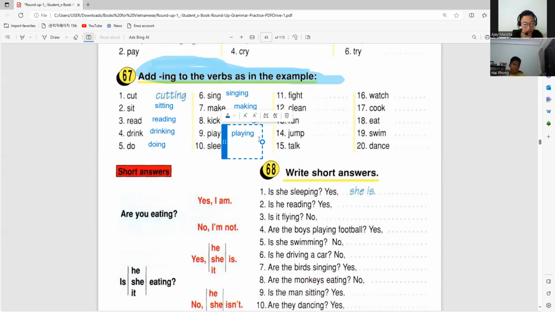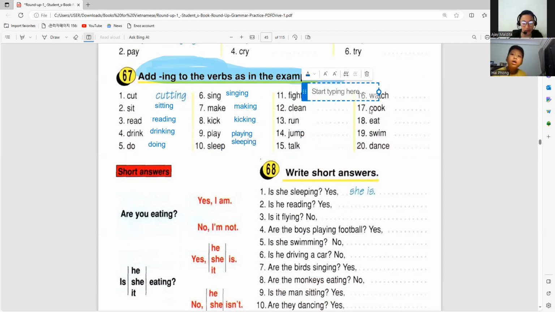Okay, number 10, sleeping. Okay, so I will type your answer, sleeping. Okay, how about number 11? Fighting. Yes, fighting. Number 12. One more time, please. Please read it well. Say it well, please. Clean, cleaning.